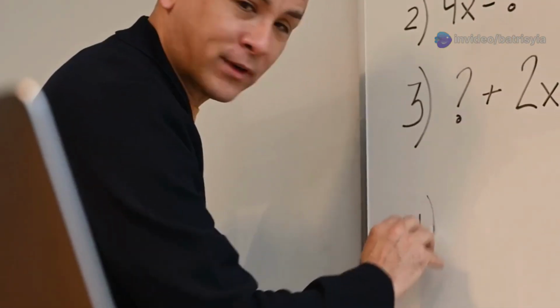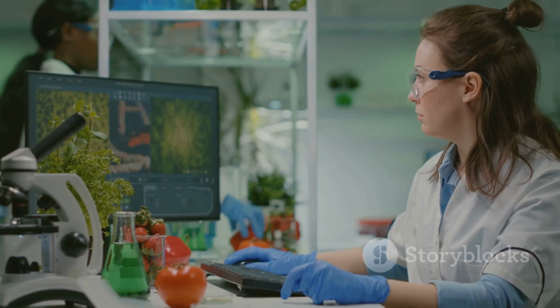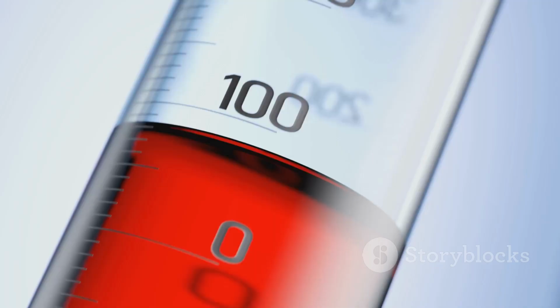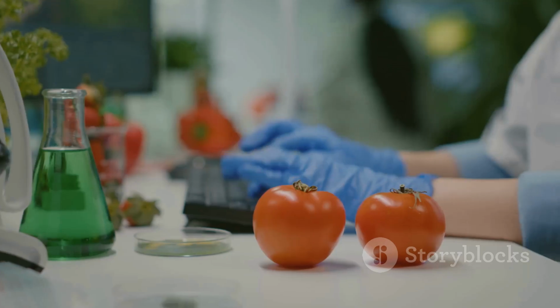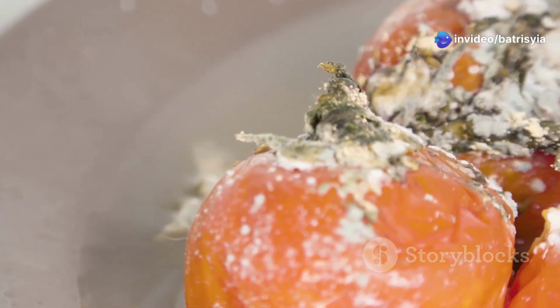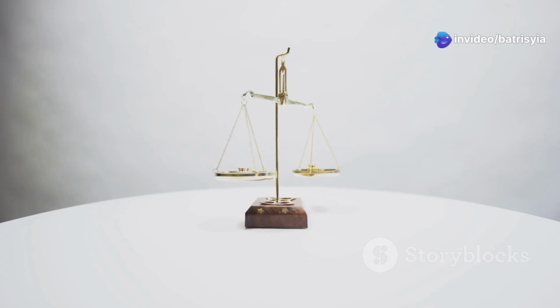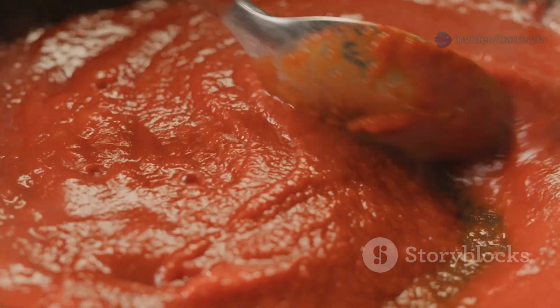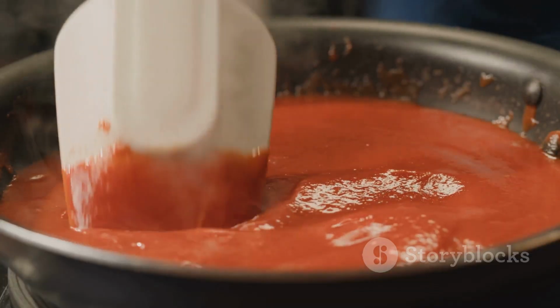So, let's say I have a function, p(x), that tells me how effective the preservative is, depending on how much I add. Too little, and bacteria throw a party in my sauce. Too much, and it tastes like a science experiment. What I want is the amount where the sauce stays fresh and still tastes like, well, sauce.